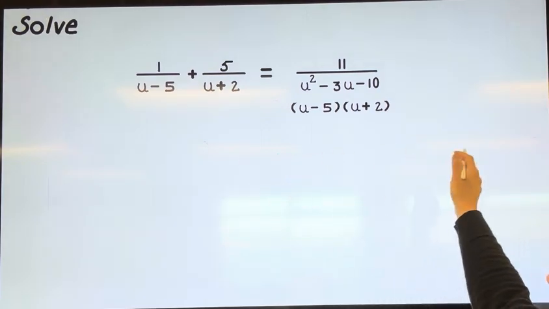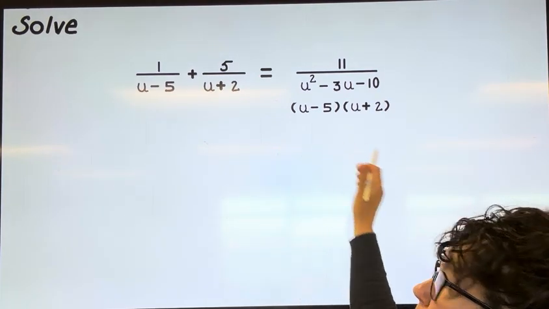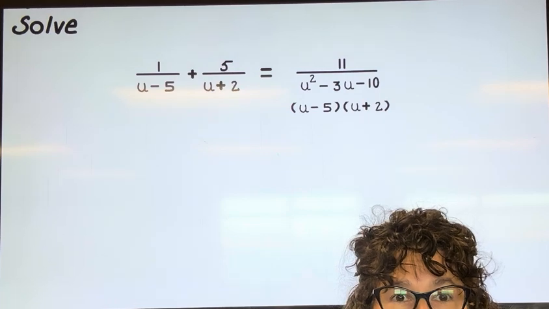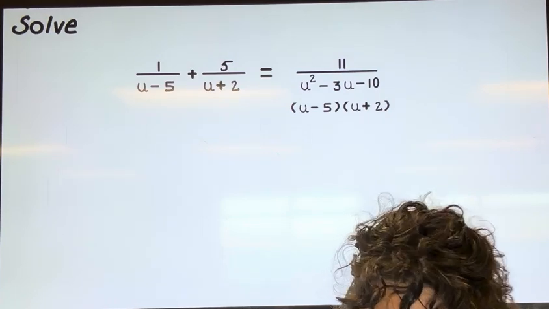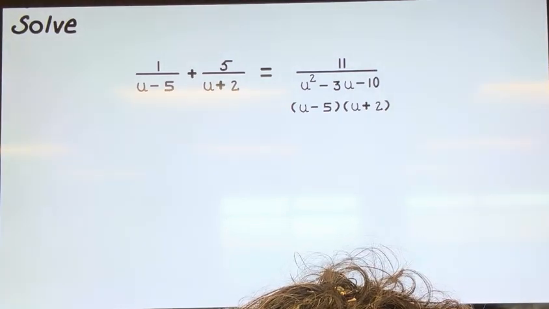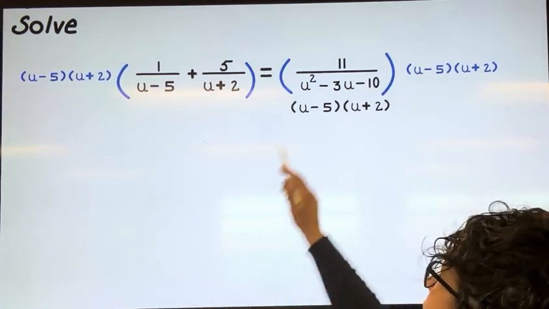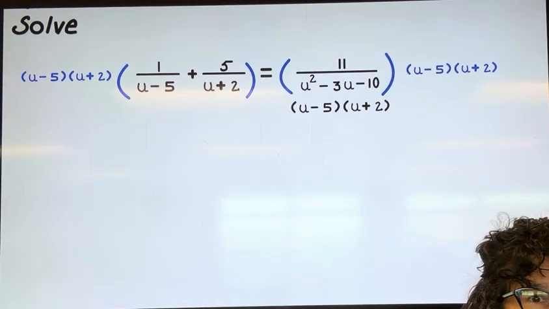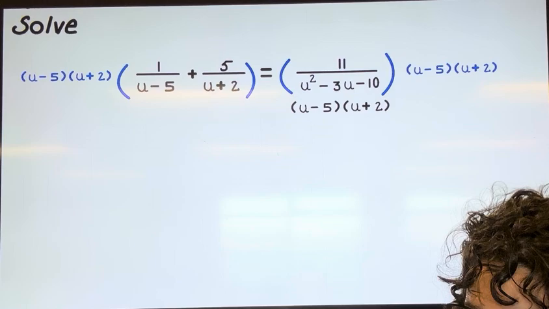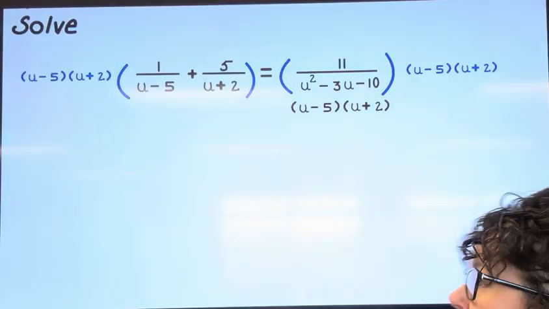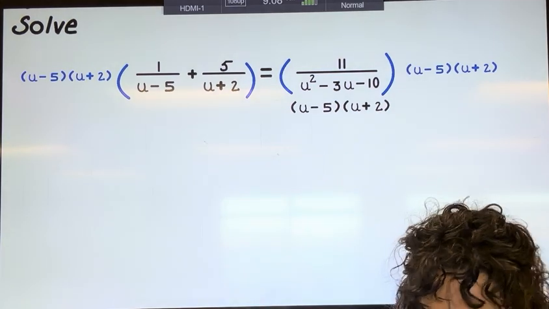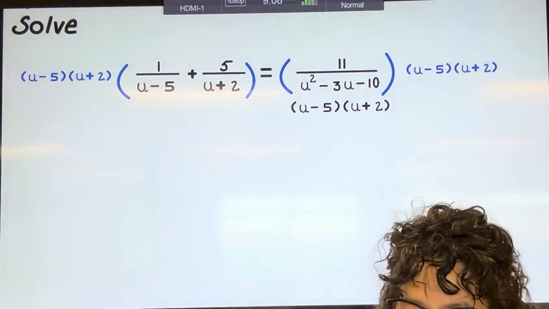Then looking at all of our denominators, we see a u plus 2 and we see a u minus 5. So we're going to multiply both sides by both u minus 5 and u plus 2. And what that's going to accomplish is all of the denominators are going to end up being canceled.